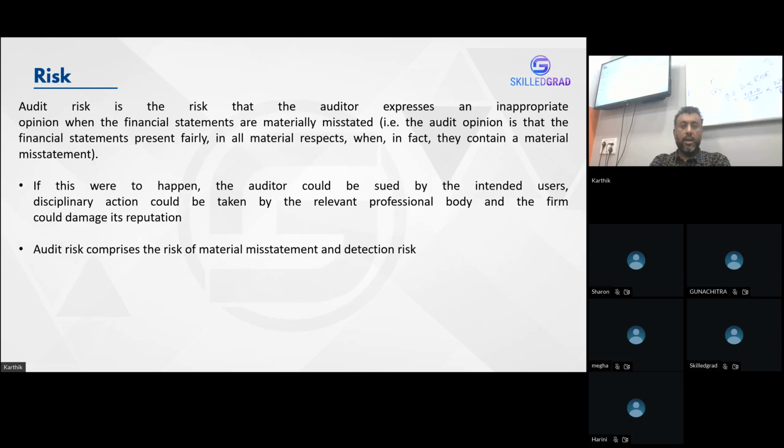If this were to happen, the auditor could be sued. Action can be taken by ACCA against him, and our name will be spoiled. Whichever firm he works for, that firm's reputation will be damaged, and he may lose his job.